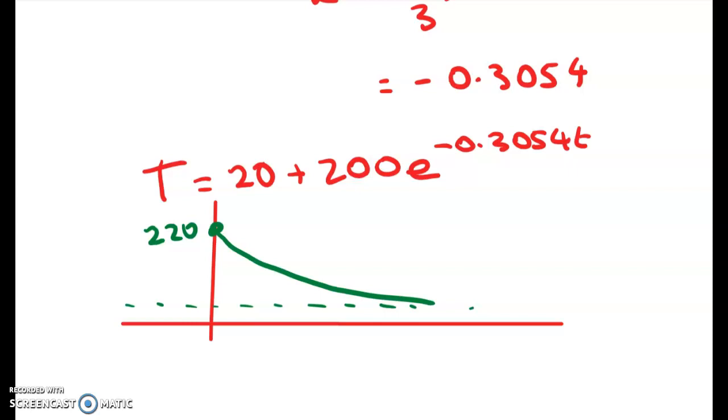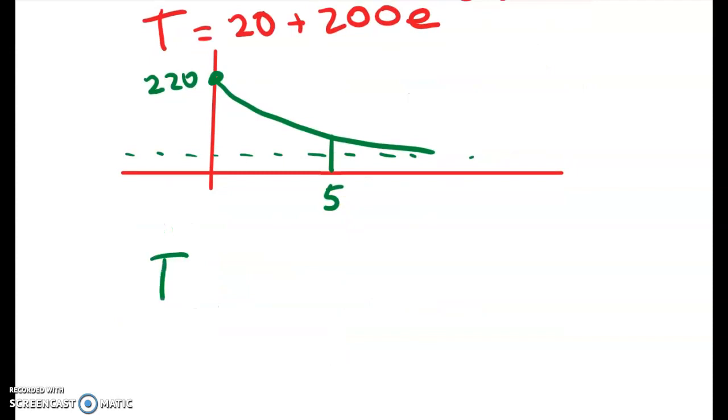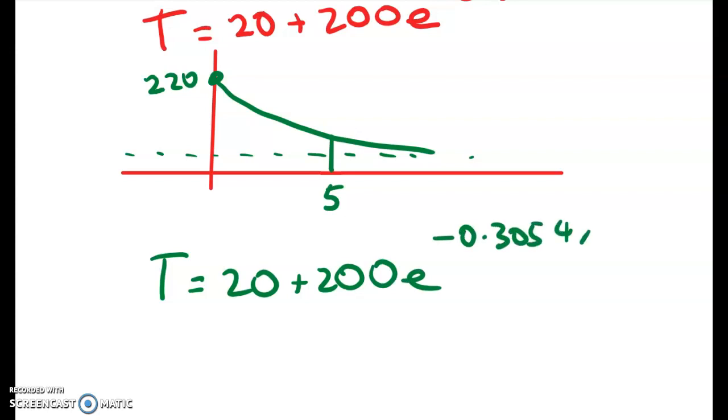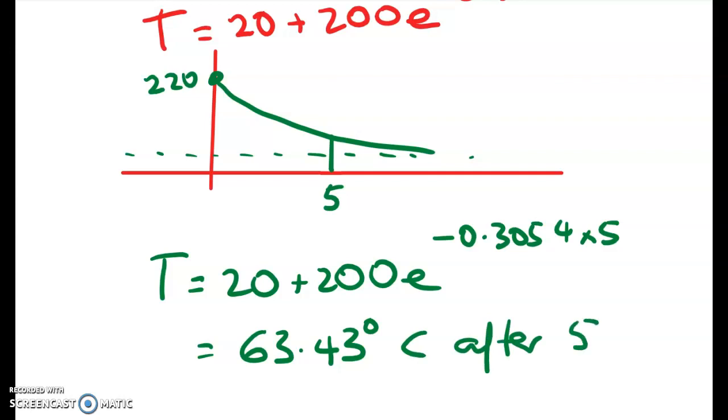And so after 5 minutes, we now have to work out what the temperature is going to be. So I'm going to substitute in t equals 5. So T equals 20 plus 200e to the negative 0.3054 times 5. That gives me 63.43 degrees Celsius after 5 days. I don't mean 5 days, I mean 5 minutes. So there you go, that's the first one done.